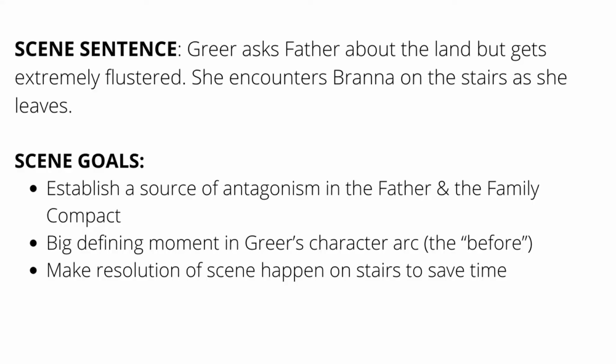The first way is to just jump right in and write it. This is the method that I used a lot in NaNoWriMo, and I used when I was writing the first draft of 1837 because it's fast. You have your 1 to 2 sentences and you just jump right in and write it. So an example of this is, or the thing that I would write off of, is this. Greer asks father about the land but gets extremely flustered. She encounters Branagh on the stairs as she leaves the office.